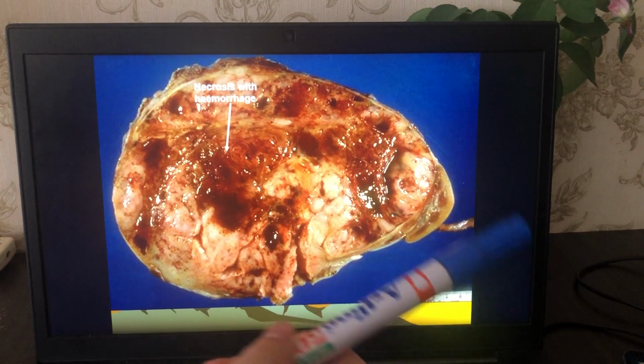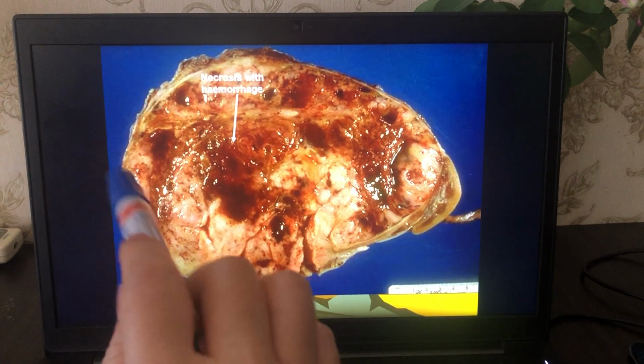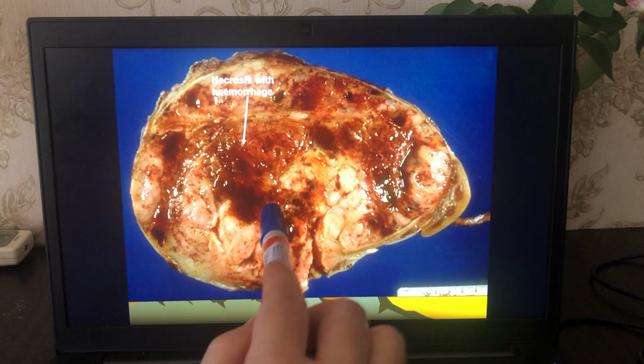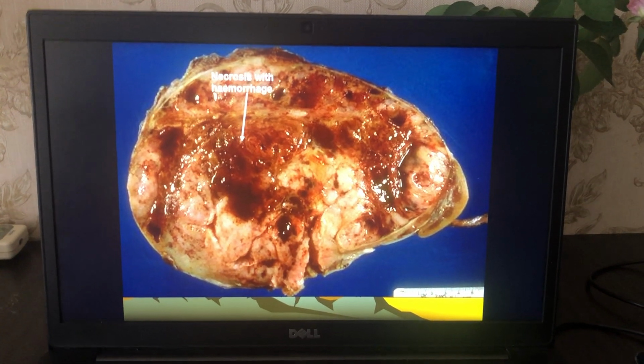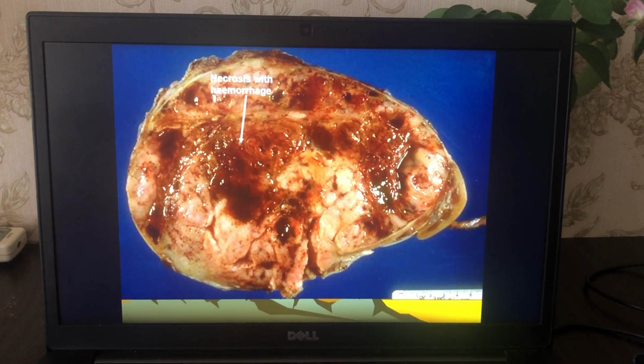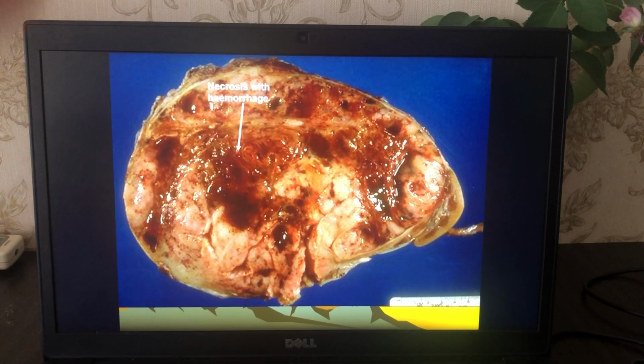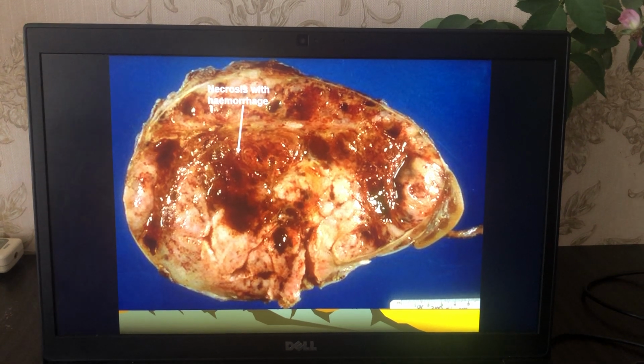So this is a growth with necrosis and hemorrhage, most likely a malignant one. See the bleeding. Now, who can tell me where is the normal tissue? You guys tell me. Take a screenshot, circle where the normal tissue is. Okay? And you tell me in WhatsApp.